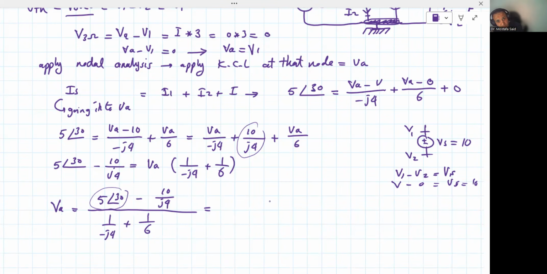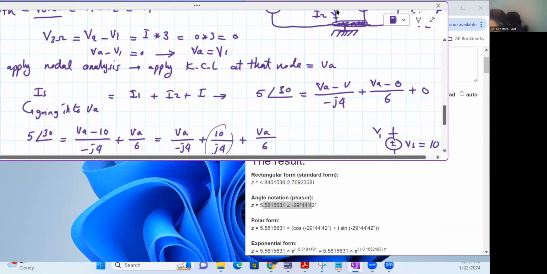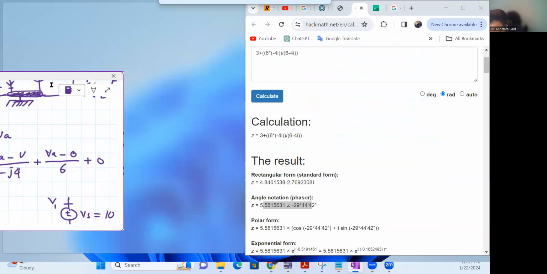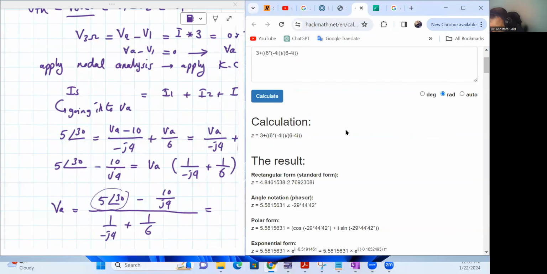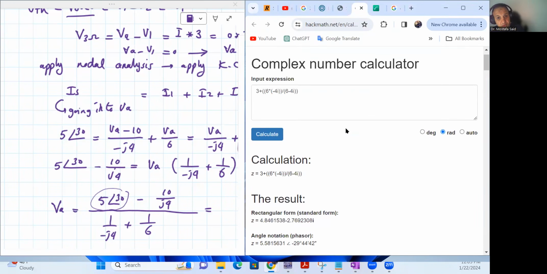There is another website that does that for us as well. So let's use that one here. I have it. This is our calculator, but this is not the one we're going to use to convert the 5 angle 30. This is the one.